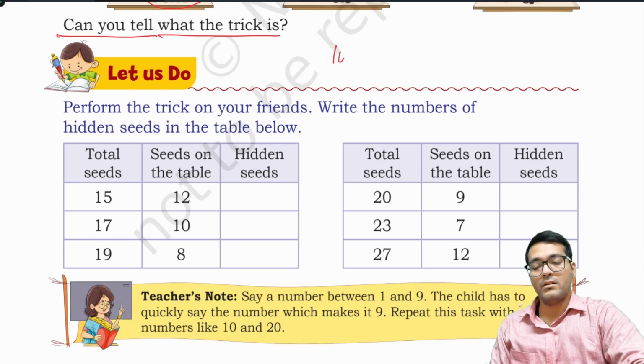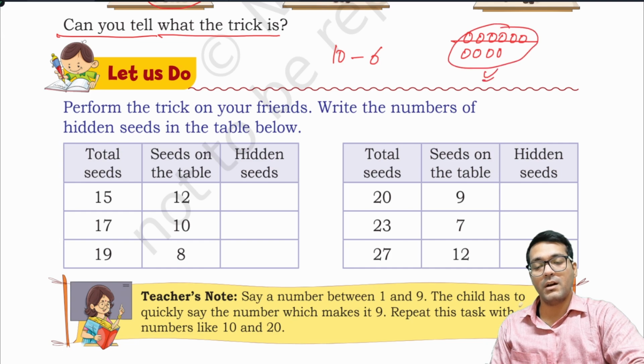Suppose there are 10 marbles in total and 6 marbles are visible. That means if you remove 6 from 10 marbles, these are 10 marbles. If you remove 6 marbles from 10 marbles, you will get 4.